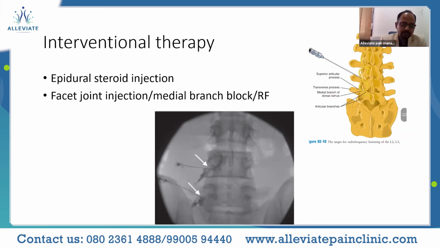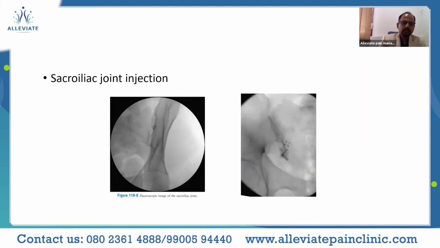Or if the facet is a problem, you can go ahead with the facet joint injection, diagnostic facet joint injections, and then once you know that they are successful, you can definitely opt for radiofrequency ablation of the medial branch supplying the facet joints. Like joint injections can be performed fluoroscopically, or nowadays we do the bimodal kind of treatment where you use the ultrasound as well.